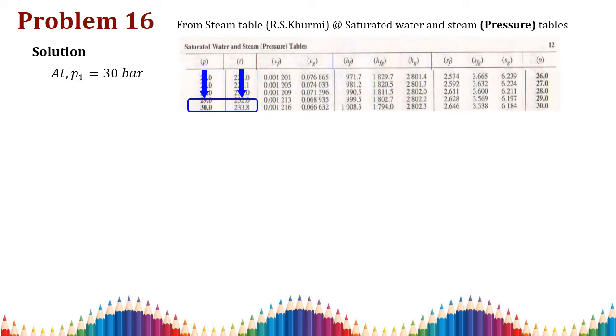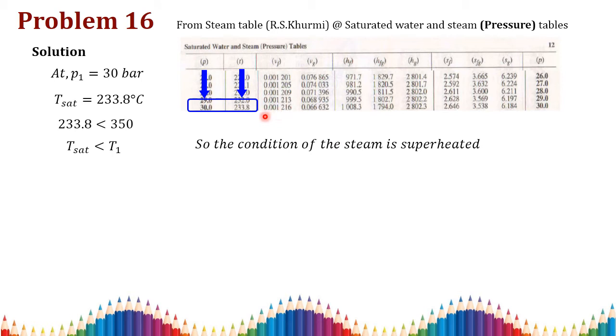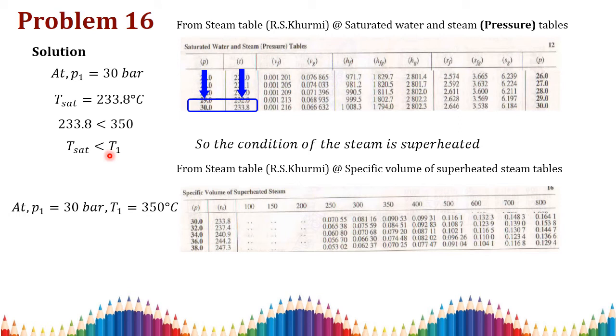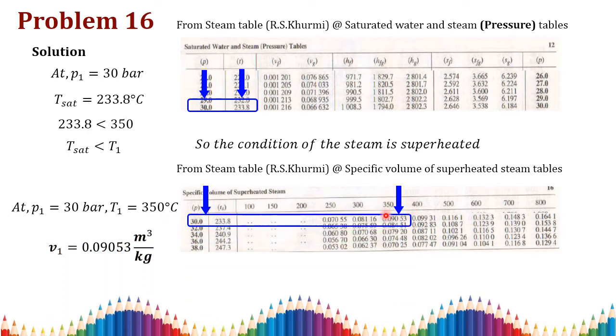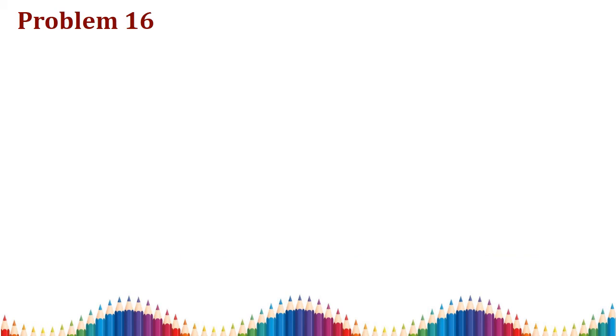From pressure P1 is equal to 30 bar, we have to take the saturation temperature. Here the saturation temperature is 233.8 degrees Celsius. You compare it with the given temperature, 350 degrees Celsius. The saturation temperature is lesser than the given temperature, so the condition of the steam is superheated here. Then from the superheated steam table at pressure P1 equal to 30 bar and T1 equal to 350 degrees Celsius, you can take the specific volume V1 as 0.09053 meter cube per kg.